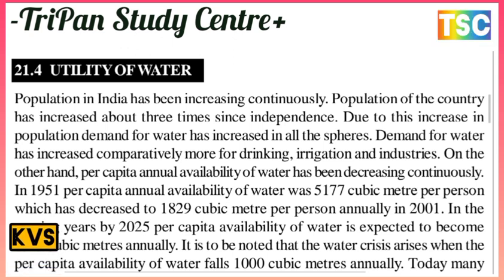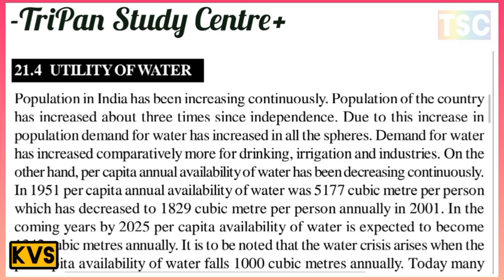In 1951, per capita annual availability of water was 5,177 cubic meters per person, which has been decreasing to 1,829 cubic meters per person annually in 2001. There is an important point here.